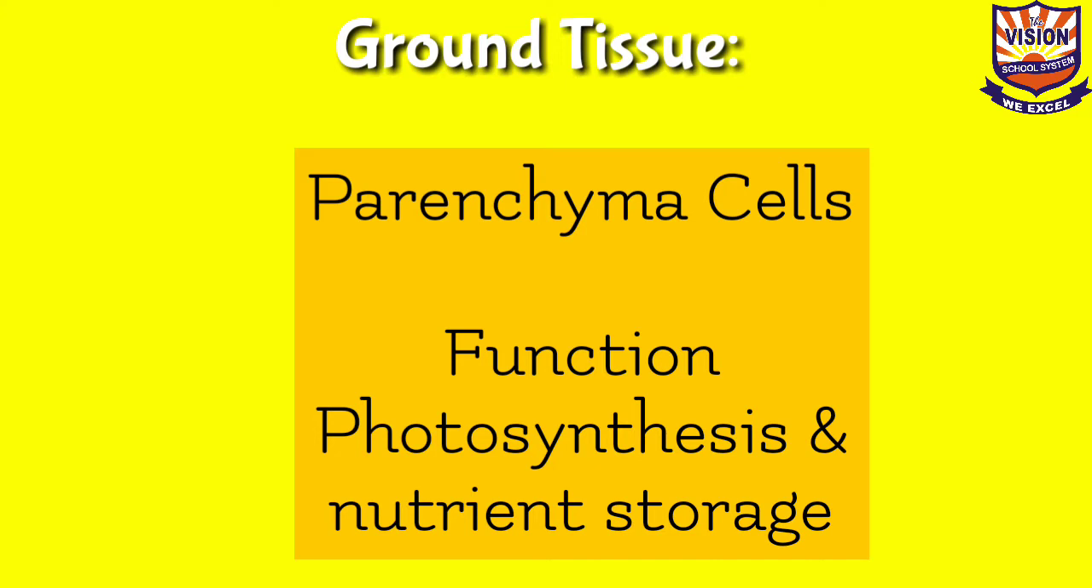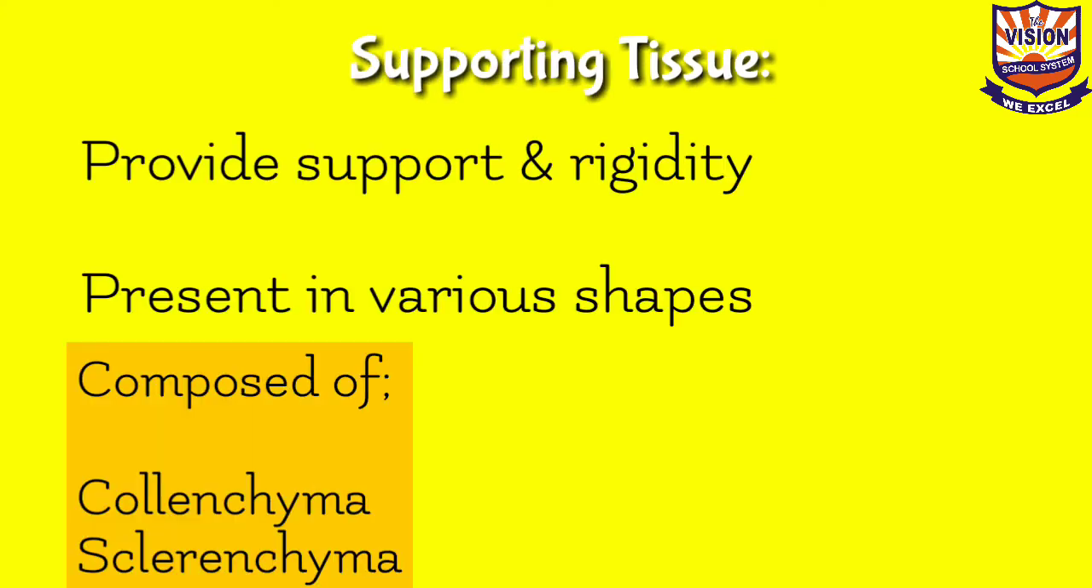The major cells of the ground tissue are parenchyma cells, and their function is photosynthesis and nutrient storage. And the third system is the supporting tissue system. This tissue system provides support and rigidity to the plant and is present in various shapes. Supporting tissue is composed of sclerenchyma and collenchyma cells.